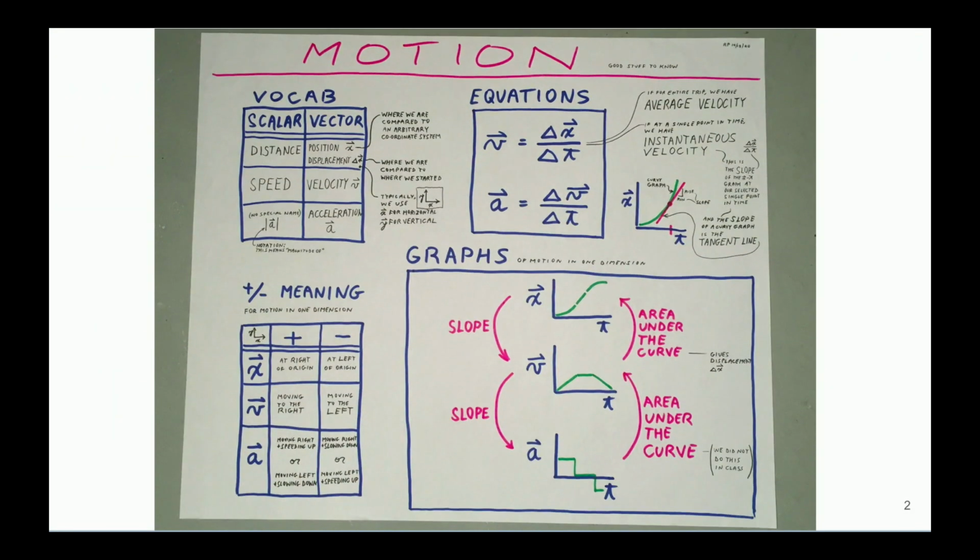Today I want to summarize everything we've learned so far in motion because we've covered a lot. If you look at this poster, and you may have seen something similar in your classroom, we learned a lot about vocabulary and equations and the meaning of plus and minus and graphs. We've covered a lot. Let's take each one of those in turn.